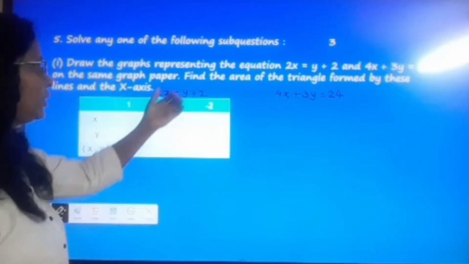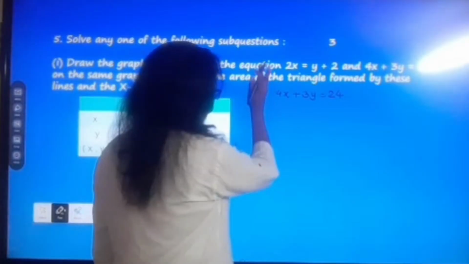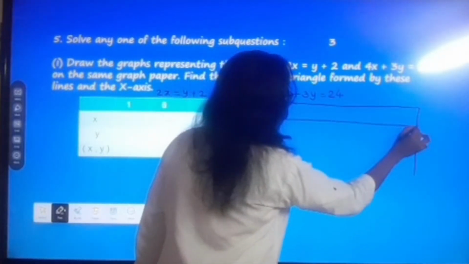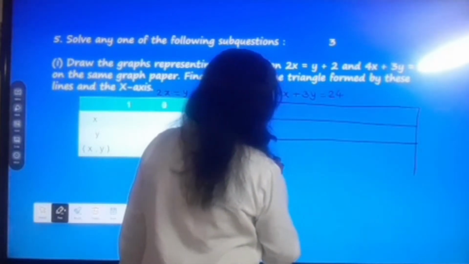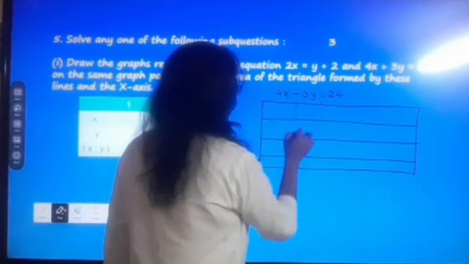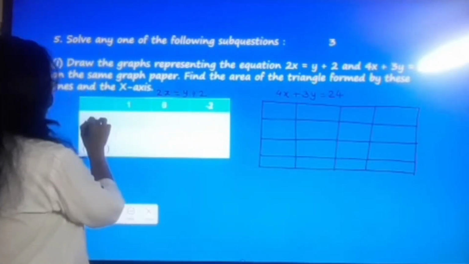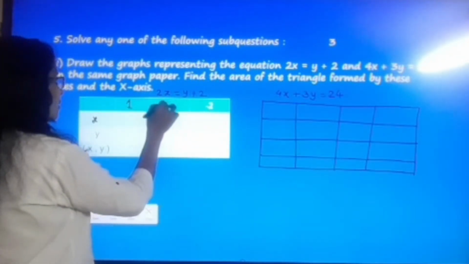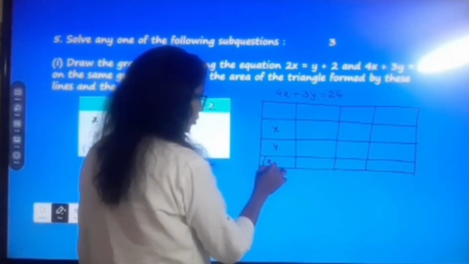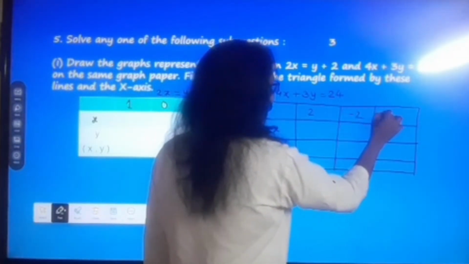Okay students, first I take the values for the first equation and the second equation also. So there is a table. I made the table in such a way, and here also made the table for the second equation. Then I calculate the coordinates. First I write down x is equal to 1, then 0, here minus 1. And here also for the coordinate of x, y, here students I take 2, minus 2 and here 0.